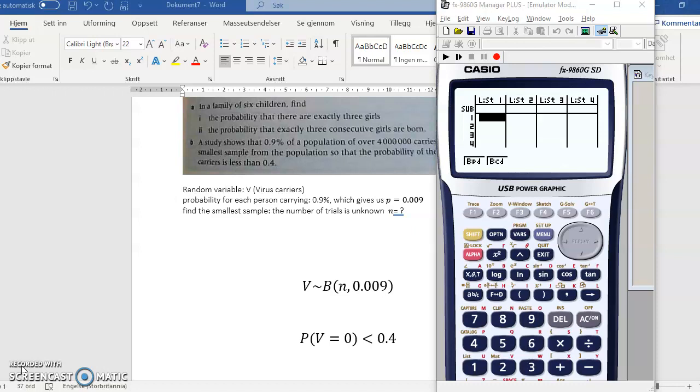So there must be a different route that we can take, and we're going to have a look at how we would do this by hand. So we have to use the formula here.